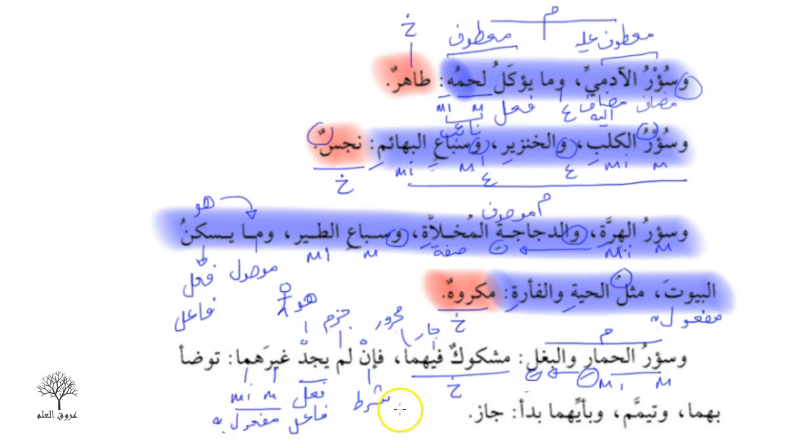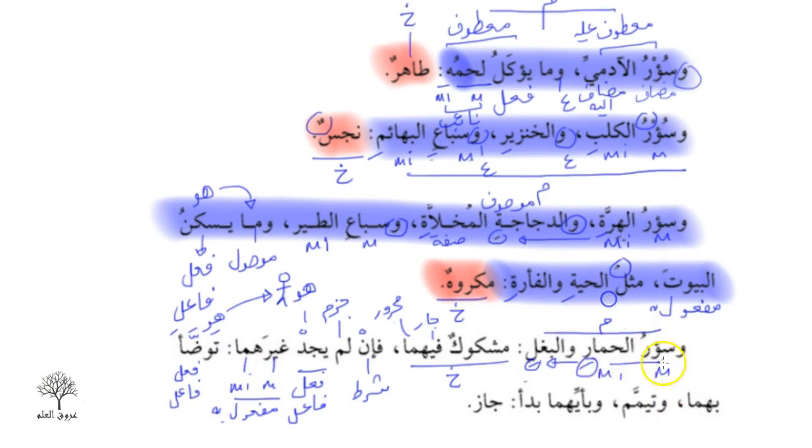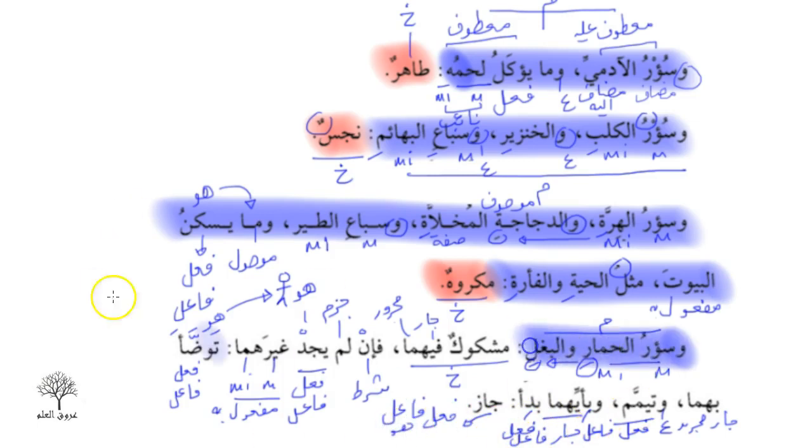Ghayrahu is mudaf and mudaf ilayhi, becoming maf'ul bihi. All of this becomes the shart. Tawadda'a becomes the jaza, fi'l plus fa'il, and that becomes the jaza. Bihima is jar majrur, and then waw is ataf, tayammama is fi'l and fa'il. Bi-ayyihima, jar and majrur. Bada'a is fi'l and fa'il. Jaza is the fi'l and the fa'il as well. So I don't know if this is too much detail for you guys. I'm thinking I might cut it down. Let me know in the comments. If you guys tell me to keep it, inshallah I'll keep it, otherwise I'll cut it down. All that's the mubtada, mashkuk fihima is the khabar. In lam yajid ghayrahuma tawadda'a, the shart and jaza, etc.